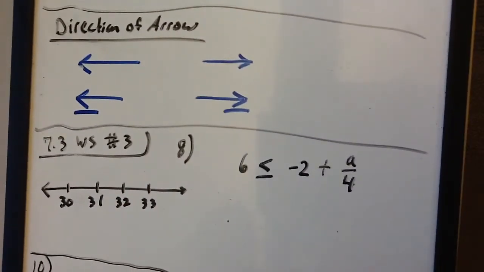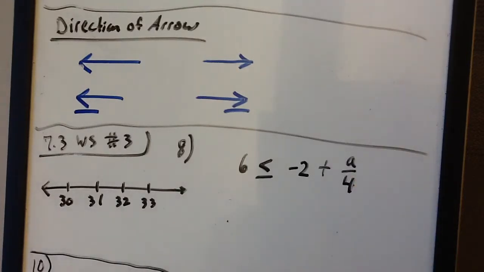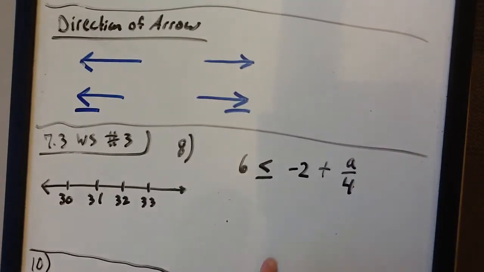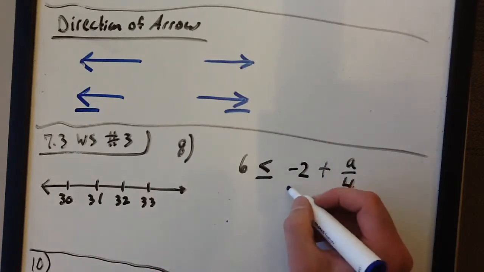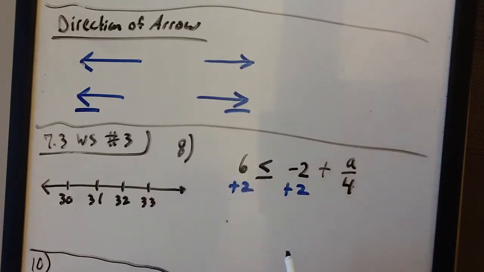And here is our inequality. We have 6 less than or equal to negative 2 plus a over 4. Okay, since my variable is on the right side, I'm going to get everything else on the left side. So I've got to move this negative 2 over here. To move it, I got to add 2 to both sides.